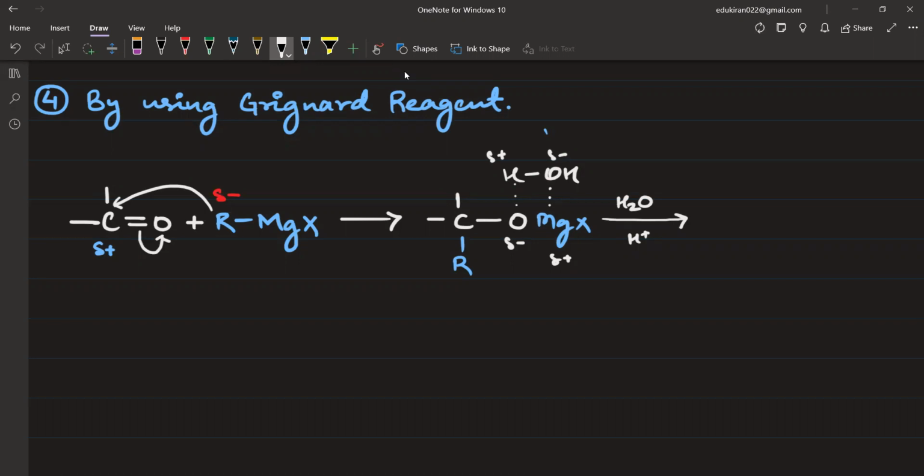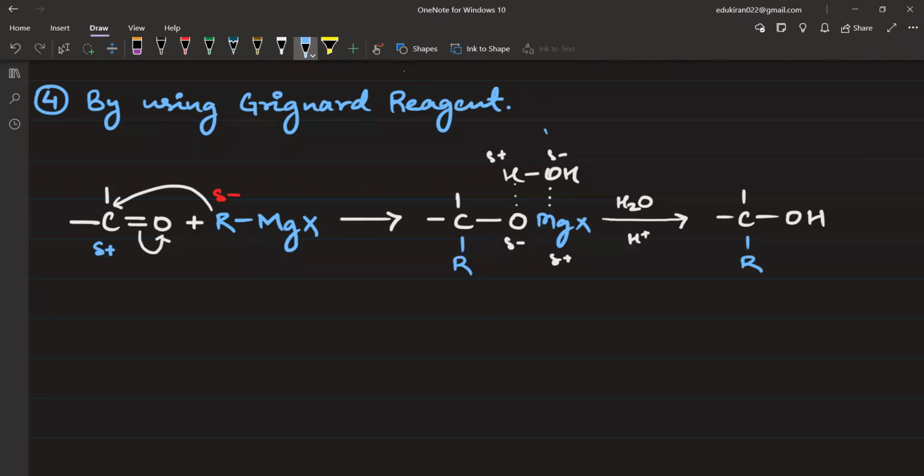So in the product, what are we going to get? The carbon atom, the 2 bonds as it is, single bond oxygen, and then 1 hydrogen. And there will be an R group attached from the Grignard reagent. All of you got it? Yes or no? Please tell me, guys. Yes, sir. Got it.